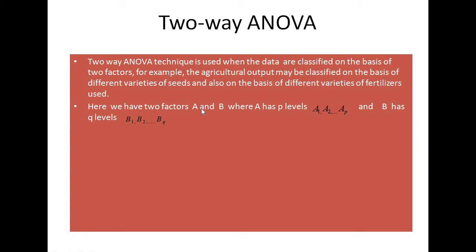So we have two factors A and B where A has P levels, that is A1, A2 up to AP.